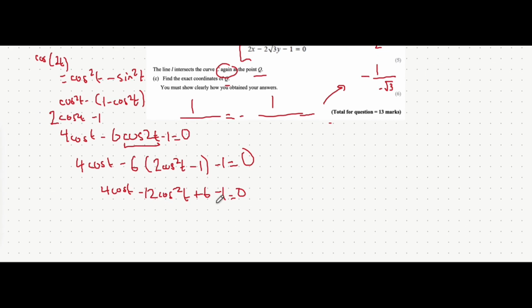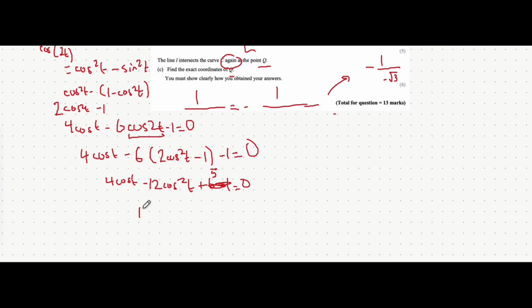I think it's best, honestly. Well, first of all, 6 take away 1 is 5. And I think it's best if we take everything to the right-hand side, just so we get a positive squared term. Whenever you deal with quadratics, you always want it to be positive, if it's possible. It's a lot easier to solve. So 12 cos squared t minus 4 cos t minus 5 all equals 0 when you move everything to the right-hand side of the expression.